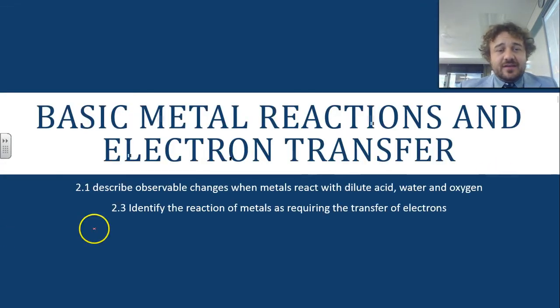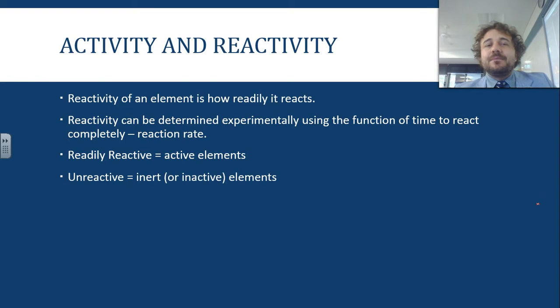So, first off, these are the dot points we're going to cover today. The activity and reactivity of an element. Reactivity of an element is how quickly it reacts, how readily it reacts, how easy it is. Reactivity can be determined experimentally, and we do that as a function of time to react completely, or reaction rate. So that's the function that we set that curve up with. Now, if something is readily reactive, we call it an active element, so it's the activity series, the activity scale. If something's unreactive, we call it either inert or noble, and these are inactive elements.